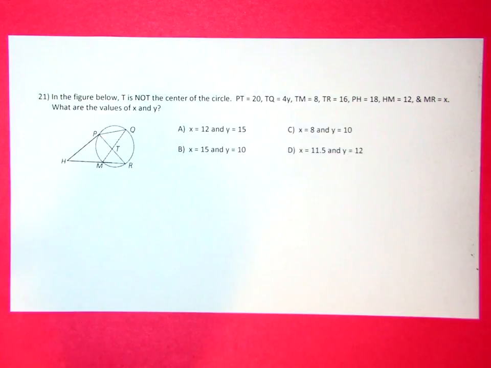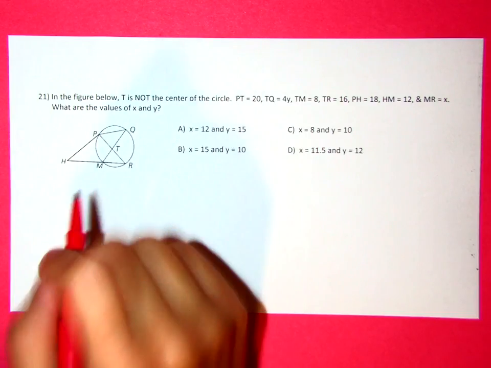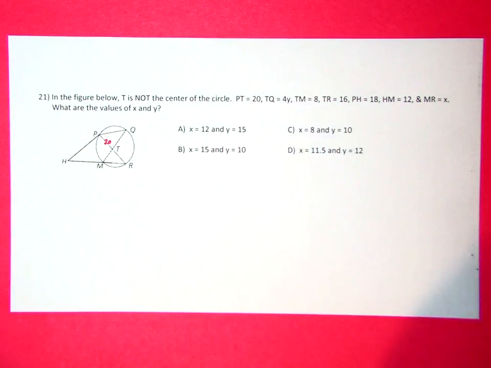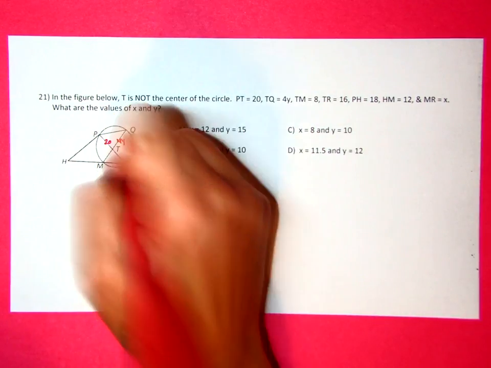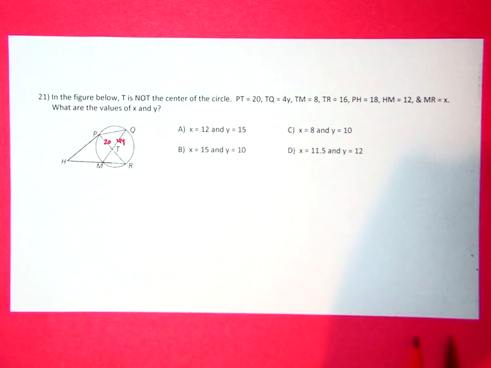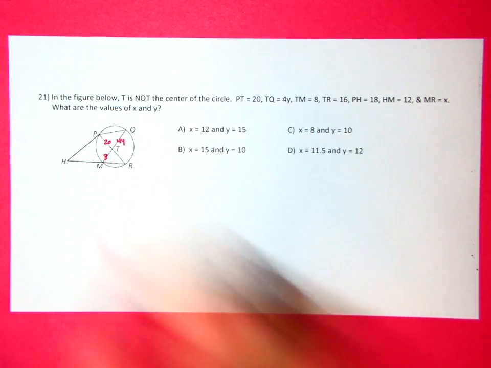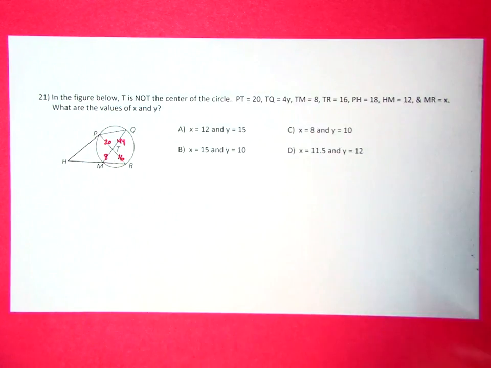This is number 21. It says, in the figure below, T is not the center of the circle. It tells me the length of PT here is 20. It tells me that TQ is 4Y. I've got that TM is 8. And I've got that TR is 16.